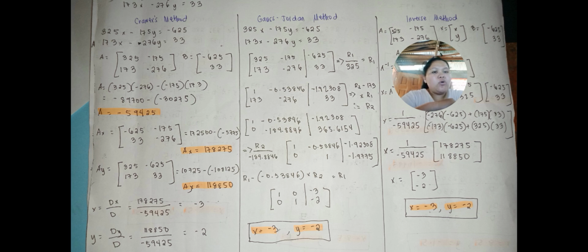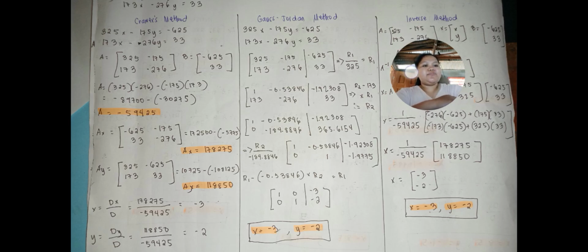Next, we make row 1, column 2 into 0 in order to get x and y. So, row 1 minus negative 0.53846 times row 2 is equal to 0. The remaining numbers on the right side are negative 3 and negative 2. Those numbers are the values of our x and y. So x is equal to negative 3 and y is equal to negative 2.